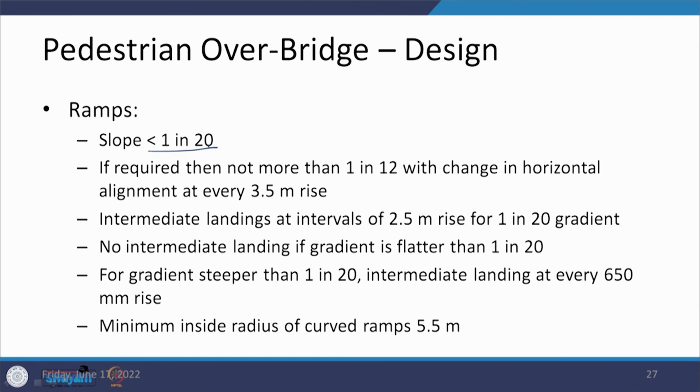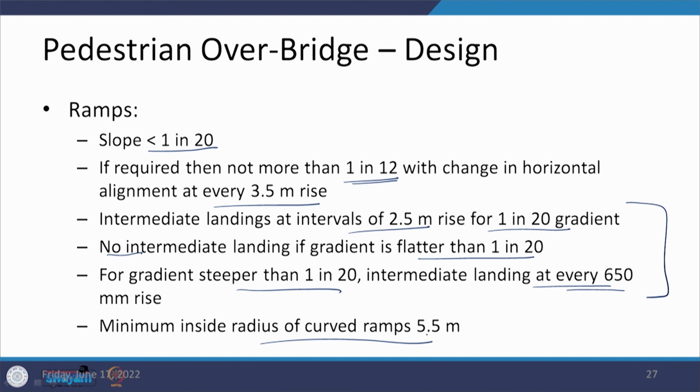When we talk about ramps, they should have a slope of 1 in 20 or less. If required, then not more than 1 in 12 can be there, but with a change in horizontal alignment at every 3.5 meter rise. Intermediate landings at an interval of 2.5 meter rise for 1 in 20 gradient should be provided, but if it is flatter than 1 in 20, then no such landing is required, and if it is steeper than that, then the landing should be provided at every 650 mm rise. So, that is how the changes are going to be there with respect to the gradient provided on a ramp. Then the minimum inside radius at the curved ramp is 5.5 meters.